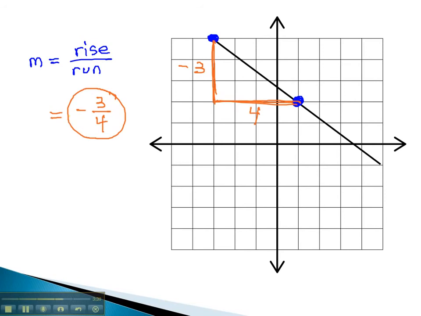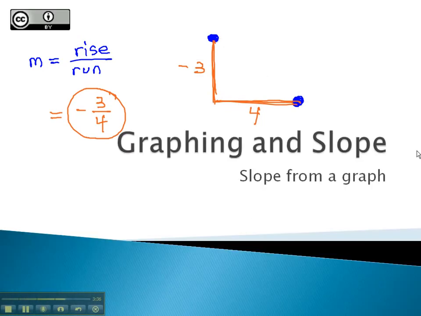By counting the rise and the run, we can find how steep, or what is the slope, or rate of change, of our line.